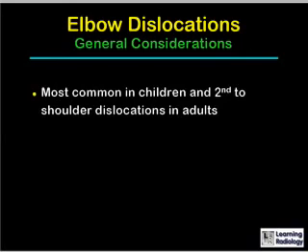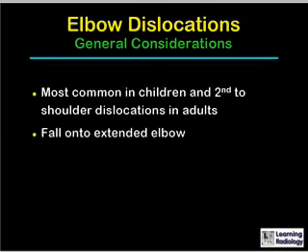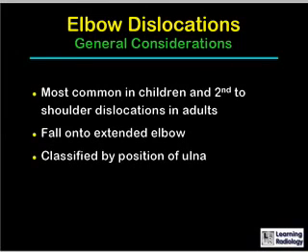Elbow dislocations are more common in children and in fact are the most common dislocation in children and second most common to shoulder dislocations in adults. They occur usually because of a fall onto the extended elbow. They are classified by the position of the ulna relative to the humerus.